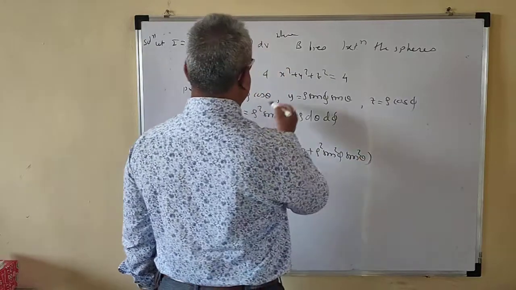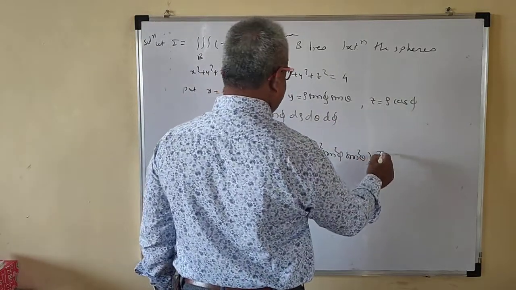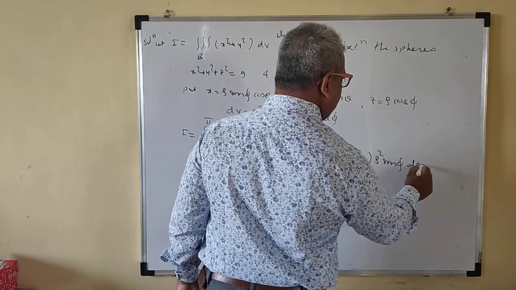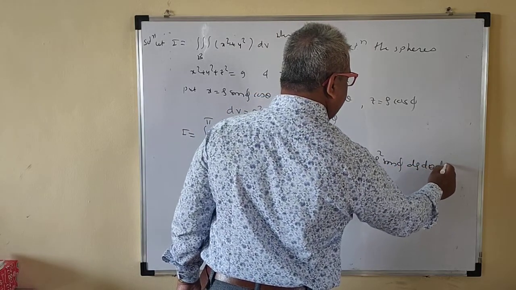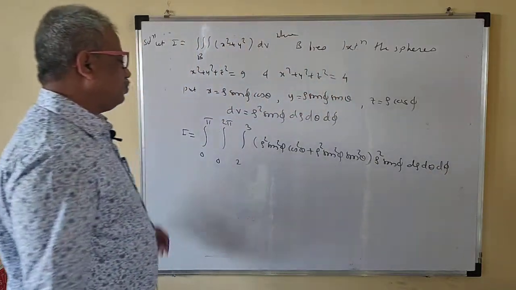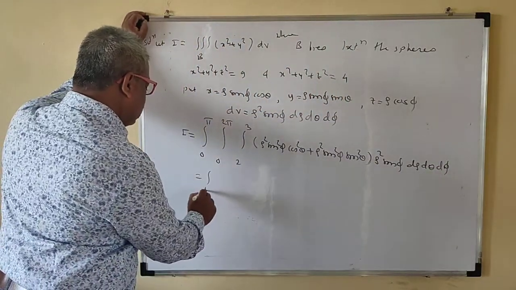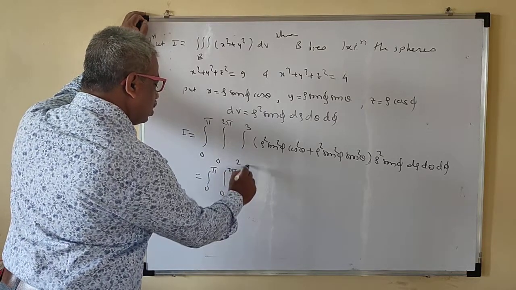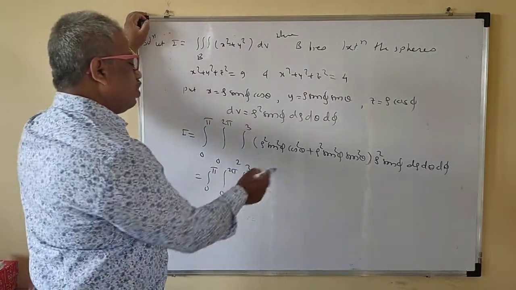Now your dv is what? We have just written dv. dv is rho square sin phi d rho d theta d phi. Okay, now this is what you have to integrate. Now this is very simple. This is 0 to pi, 2 to 3. Okay, so now we will simplify this.